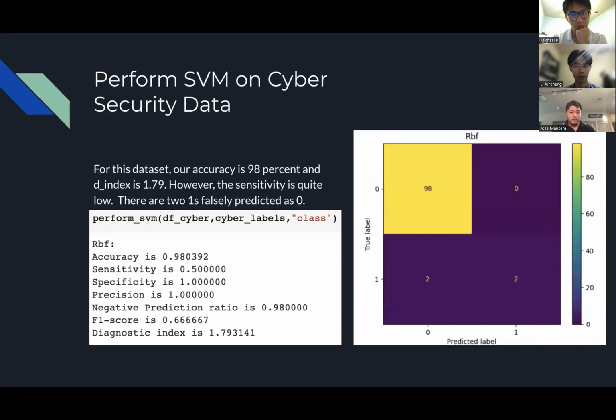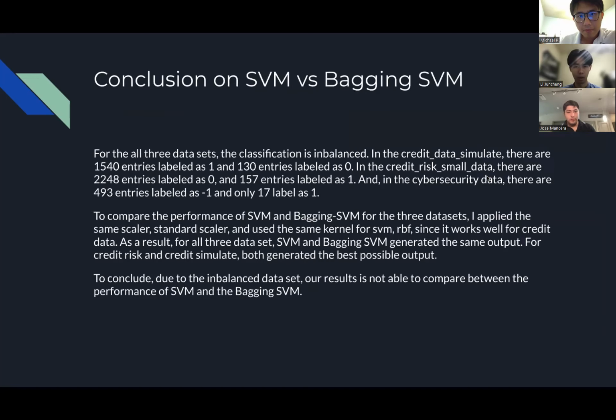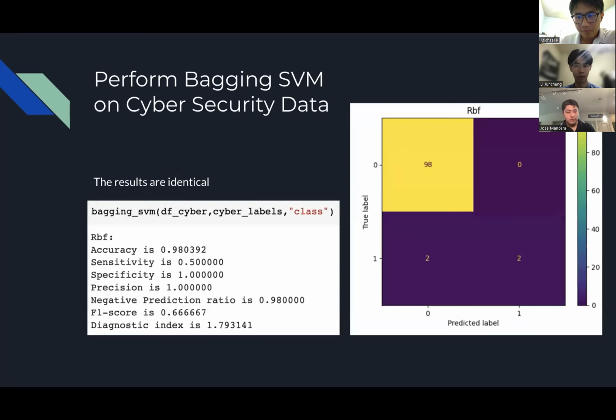And here are the results of SVM on cybersecurity data. We have a 98% accuracy, but a sensitivity of 0.5, which means that two labels that were 1 were predicted as 0. We have the same results for the bagging SVM.